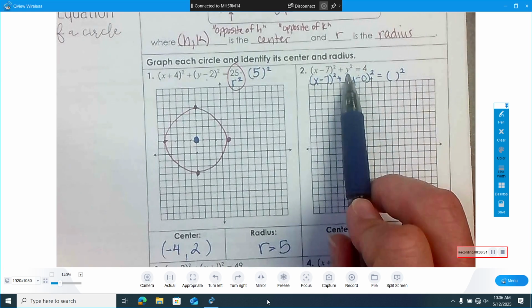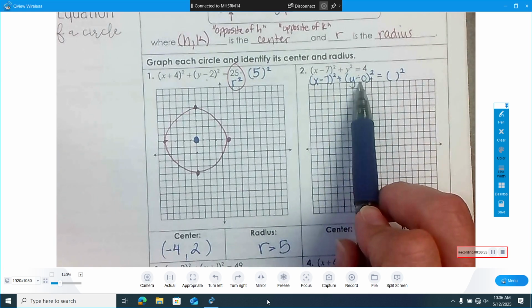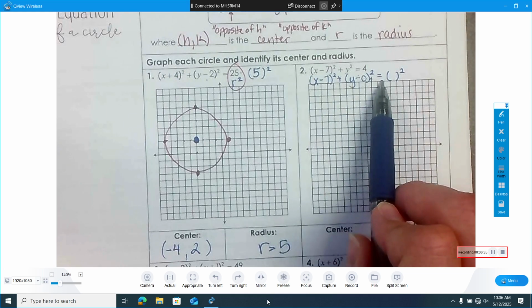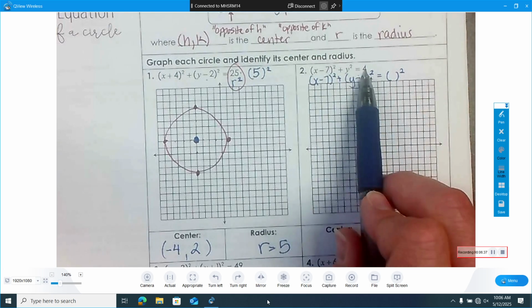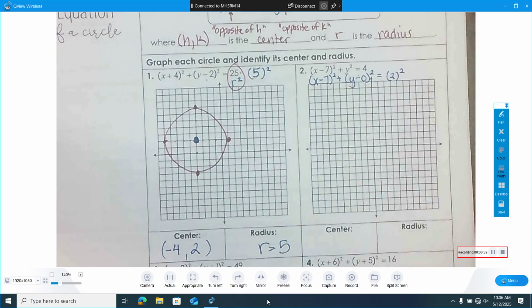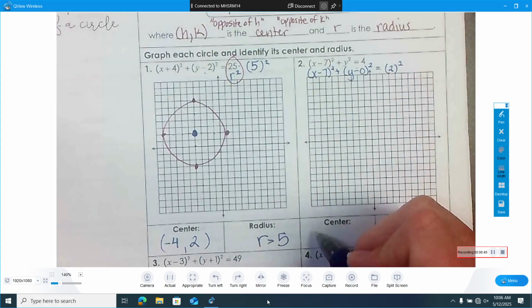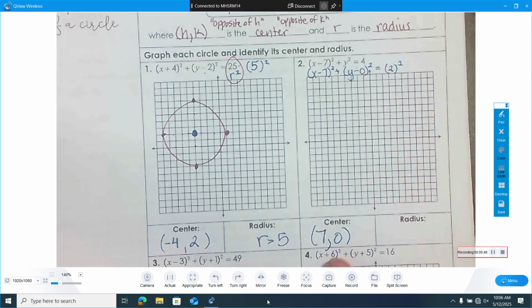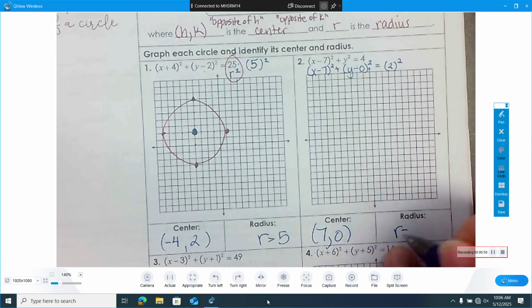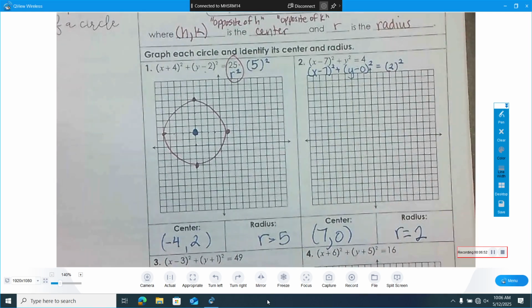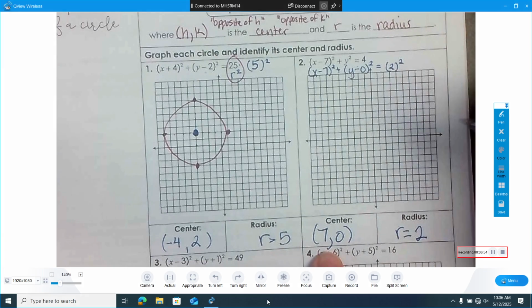So I just went ahead and said, oh, well, if there's nothing there, it must be a 0. And hey, what number squared gives us that 4? 2. Okay, super. So now that we know that, what is our center going to be? Positive 7, 0. Beautiful. And what's our radius? 2. Good.